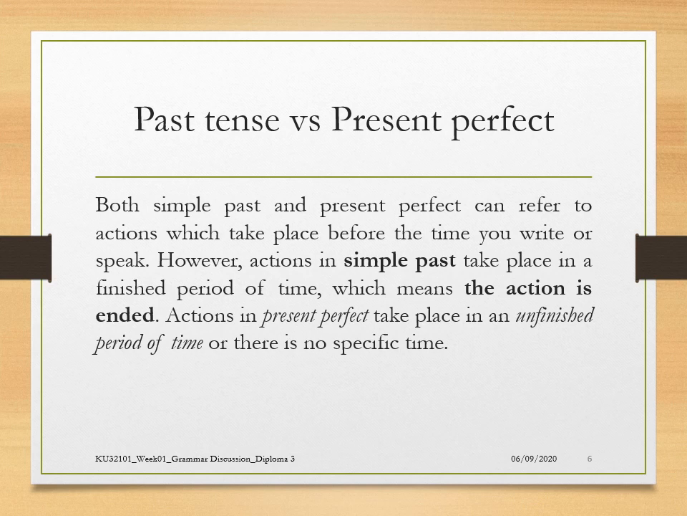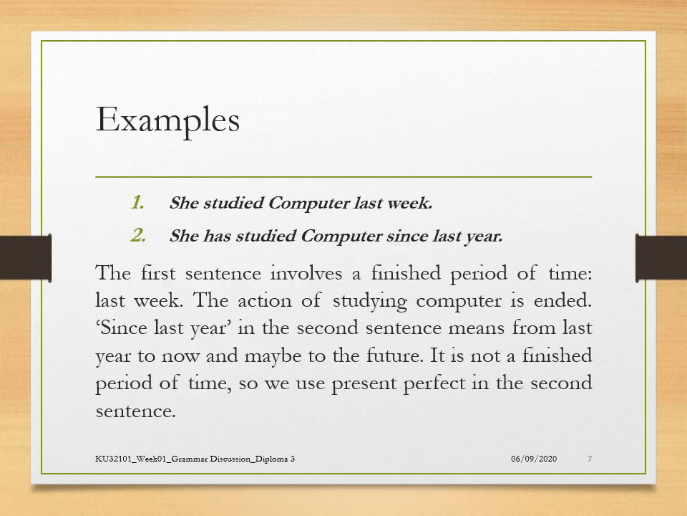Now, you also want to read this slide by yourself, to have a good understanding of what the past tense and present perfect tense are. Now, we have a look at this one. This is an example of the difference between past tense and present perfect tense. She studied computer last year. She has studied computer since last year.